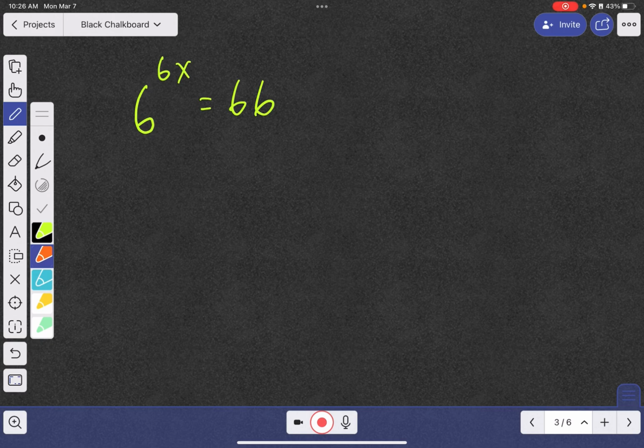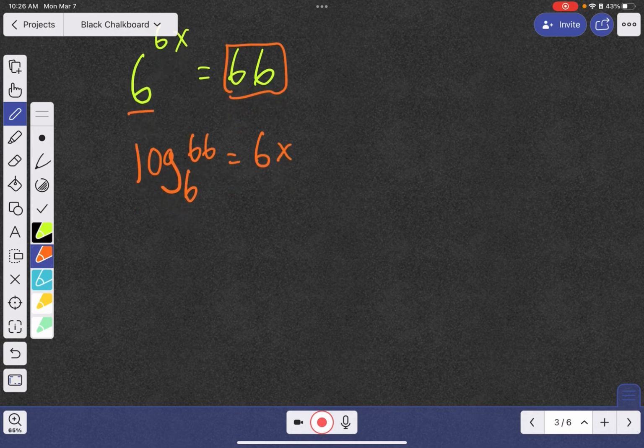The next thing we're going to do is write this as a logarithm. So we're going to change it to a logarithm. As a logarithm, this becomes log. Whatever our base is going to be the base of our log. So log base 6 of 66 is going to equal our exponent 6x. And we've been doing this for a couple weeks now, changing things from exponential to logarithmic.